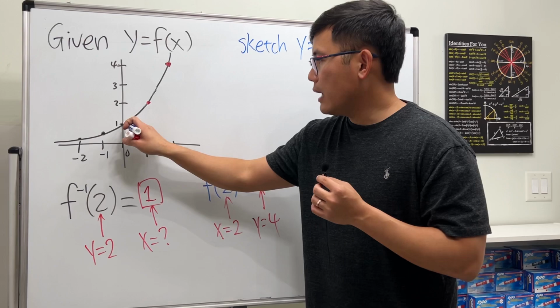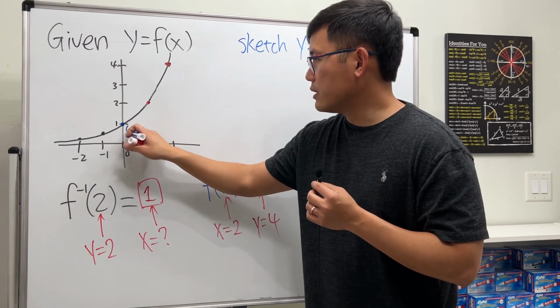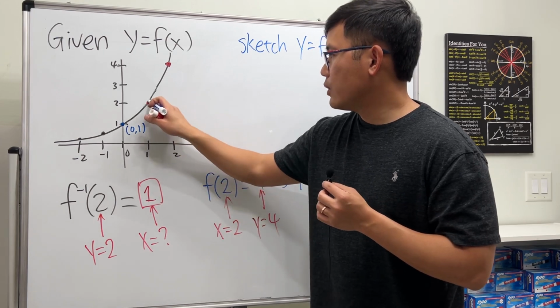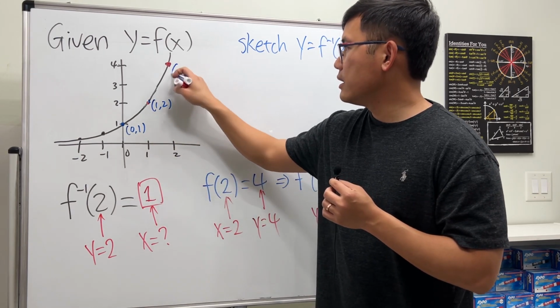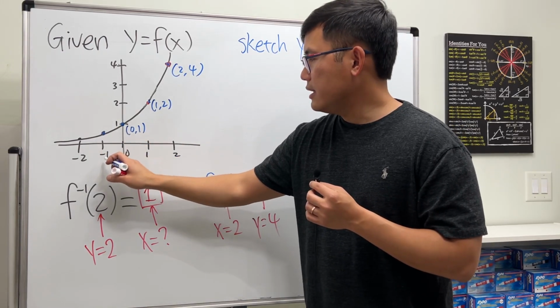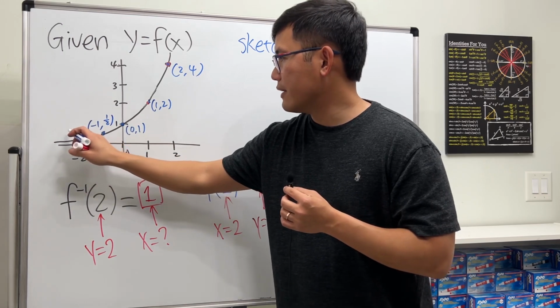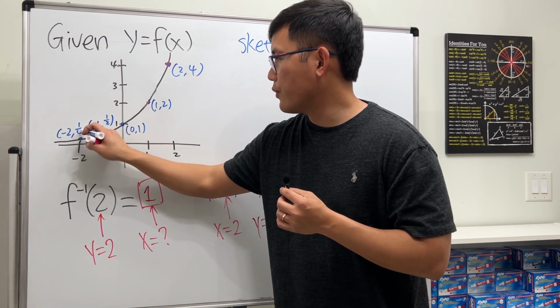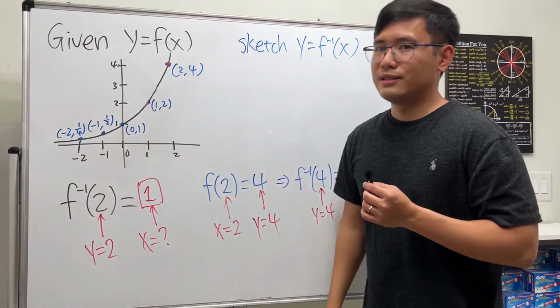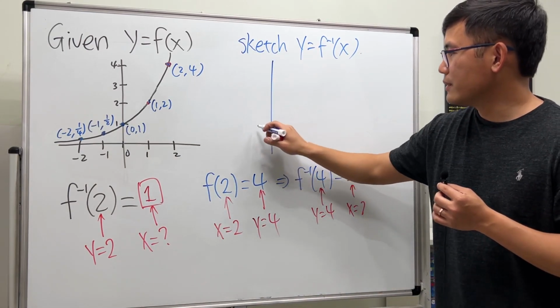So to make it clear, I'm just going to write down the coordinates of all this. So this coordinate is 0, 1, and then 1, 2, and then 2, 4. And here is negative 1, 1 half. And here we have negative 2, 1 over 4. In fact, this is just 2 to the x. Okay, so how do we graph the inverse?